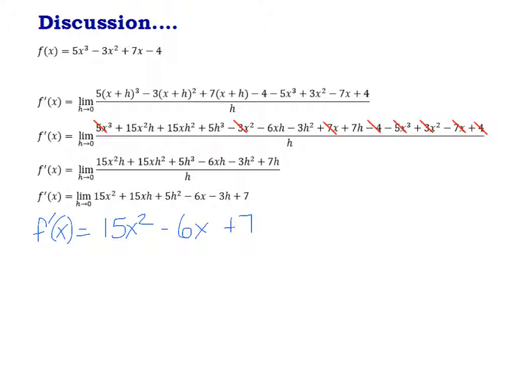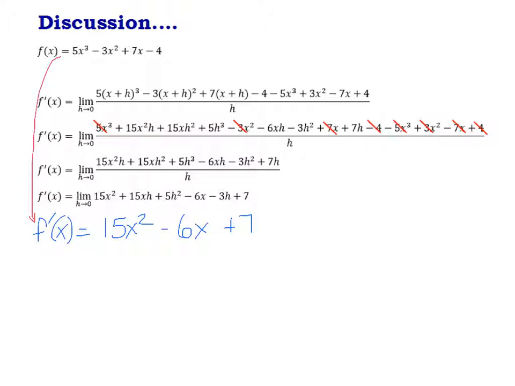If you were to take a peek at our original function, our goal is to be able to get from there straight down to the derivative by using what we call the power rule. I want you to take a peek right here at this first term. The power was a 3, and the coefficient was a 5. Where do you suppose this 15 comes from?